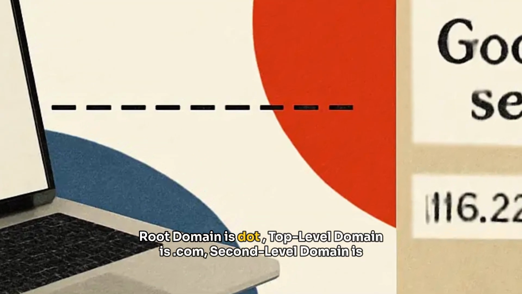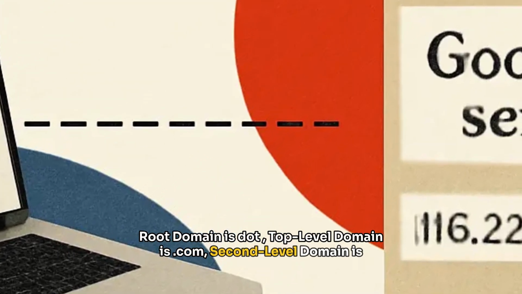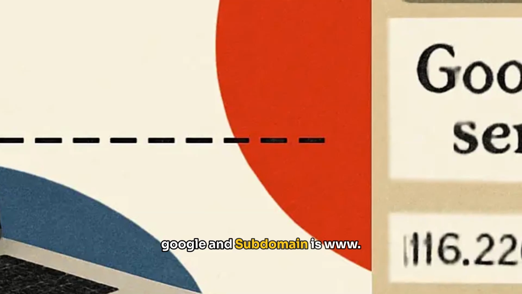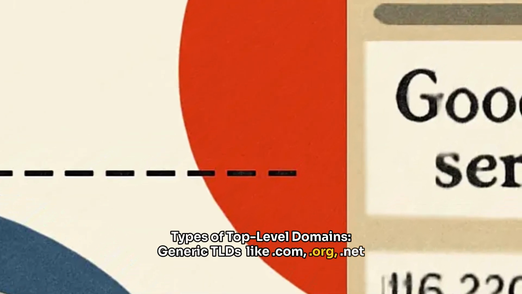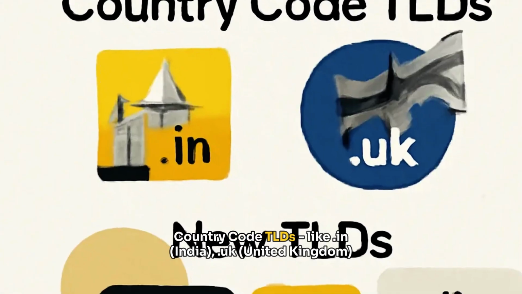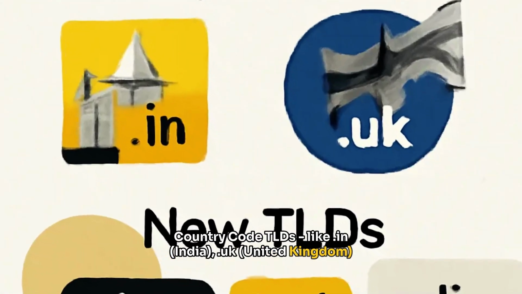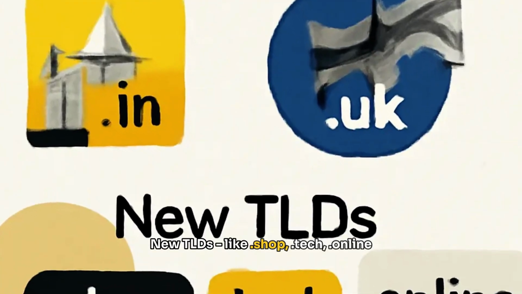Root domain is the dot, top-level domain is .com, second-level domain is google, and subdomain is www. Types of top-level domains: generic TLDs like .org, .net, country code TLDs like .uk, United Kingdom, new TLDs like .tech, .online.